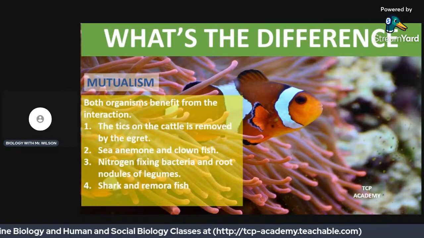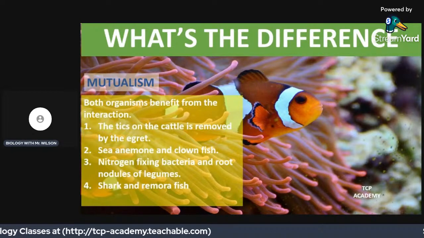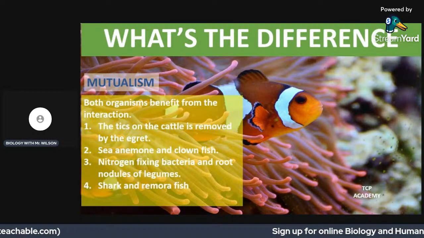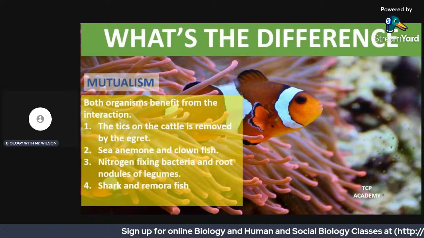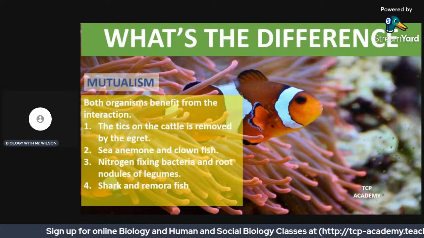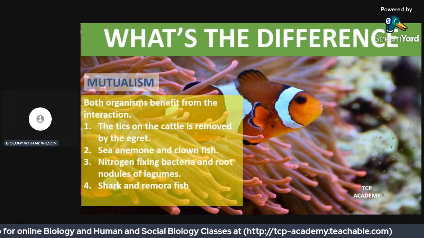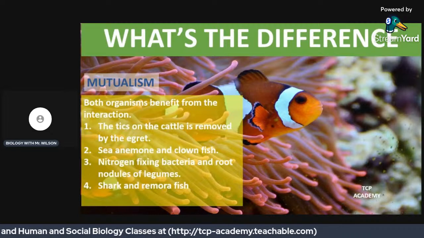The interaction between ticks and cattle would be parasitic. However, the egret removing the ticks from the cattle would form a mutualistic relationship in which the egret would have benefited from getting food and the cattle comfort.